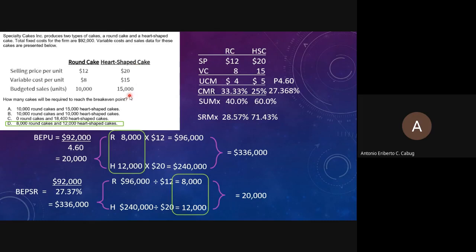Kung gusto nyo gawan ng fraction, 120 plus 300, 420K. So yun na. 120 over 420, 300 over 420. Okay po. Thank you po.